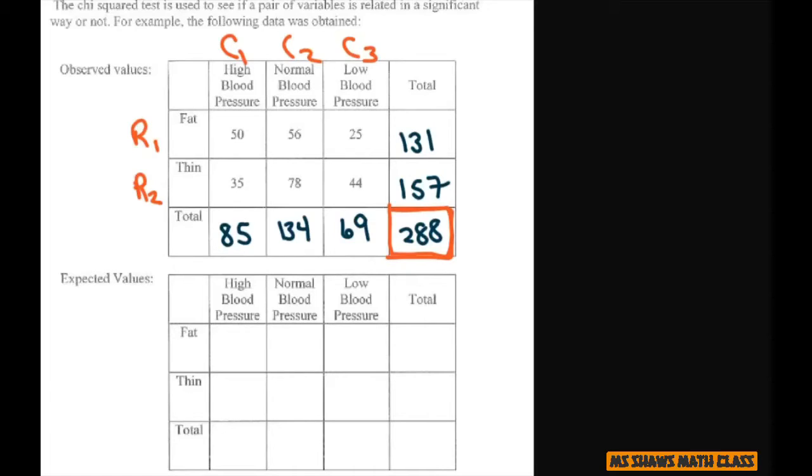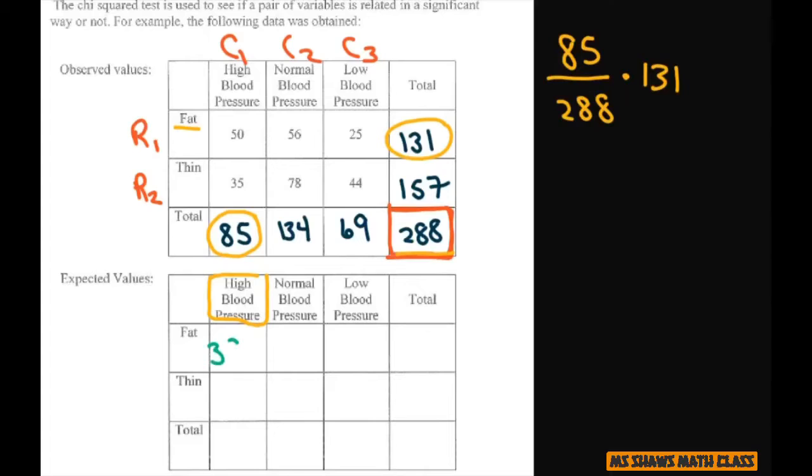Now we're going to do the expected values. The expected value is when you take, for example, for high blood pressure, your 85, divide it by your total, which is 288, times your 131, your total here. So a lot of totals. So this is going to be times 131 for your row. And that's going to give you approximately 38.7.